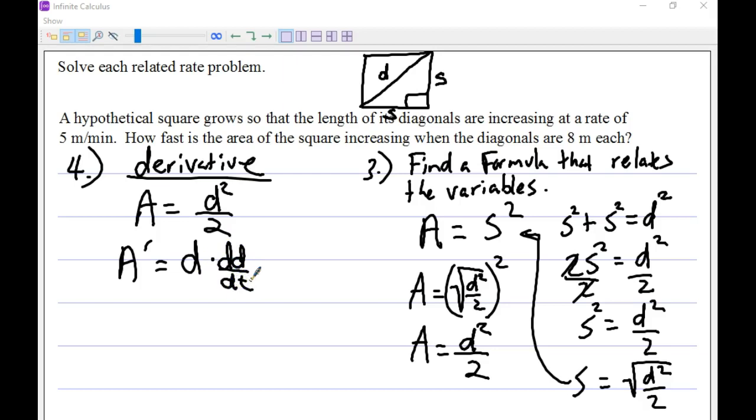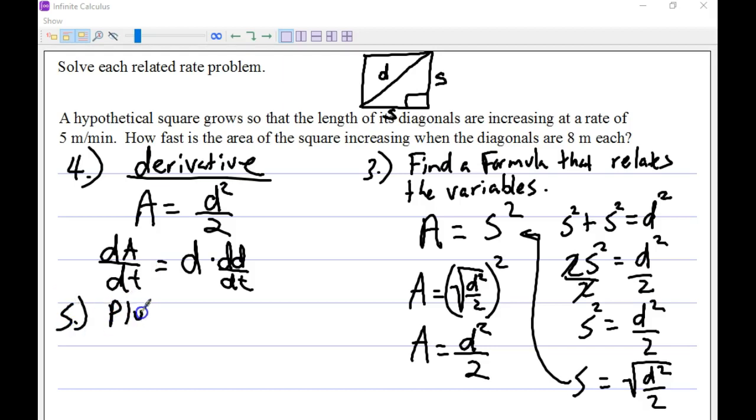And maybe I shouldn't write this. Instead of writing A prime, I'm going to write dA/dt. So this is a lot like when you do implicit differentiation. You just take the derivative like normal, but every time you do it, you put a prime next to it also. Okay? All right, so after that, step 5 is to plug and chug.